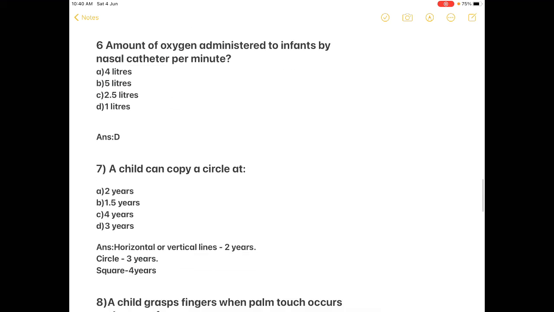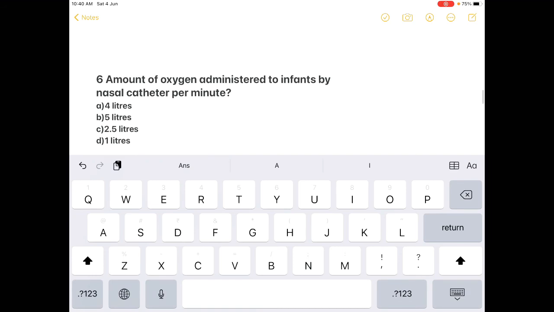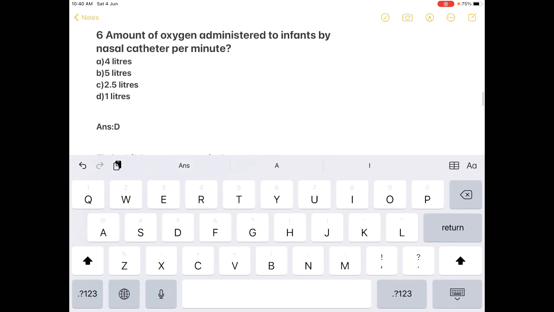Next question. Amount of oxygen administered to infants by nasal catheter per minute. Option A, 4 liters. Option B, 5 liters. Option C, 2.5 liters. Option D, 1 liter. The correct answer here is D. 1 liter per minute is the amount of oxygen administered to infants by nasal catheter.